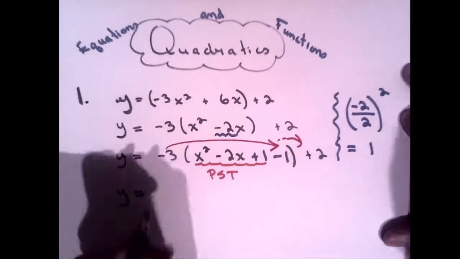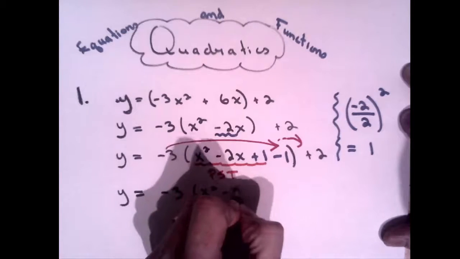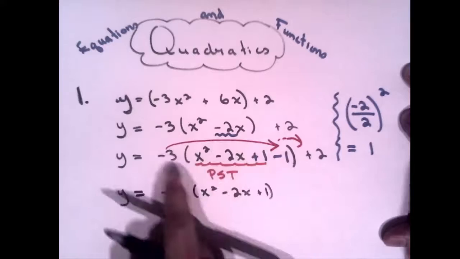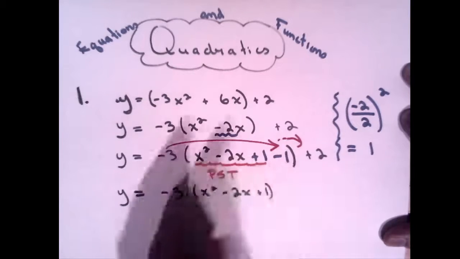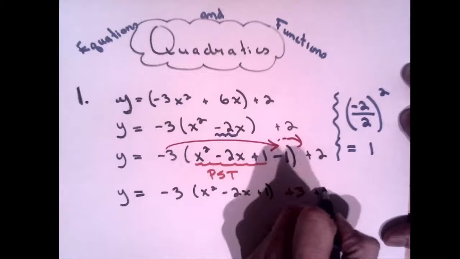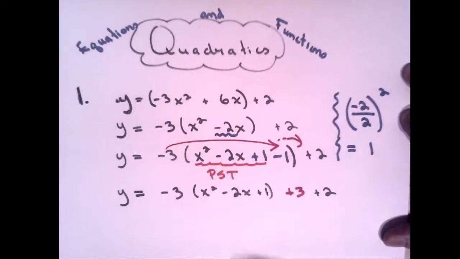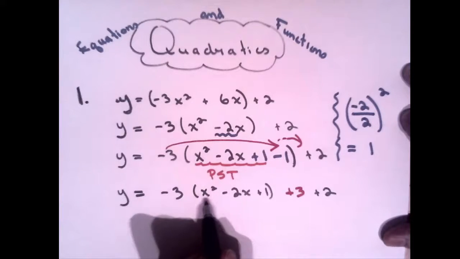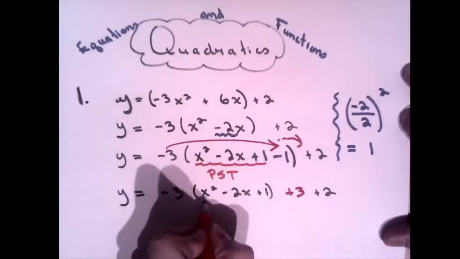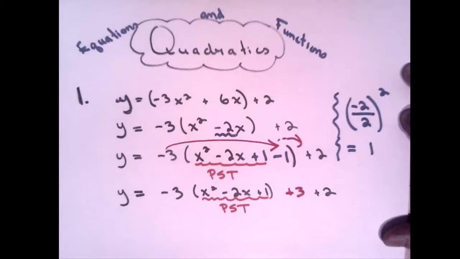So I'm going to actually do this. -3 (x squared minus 2x plus 1). And remember, the -3 times -1 has now come out. It's +3. And there's still the +2 there. And we've removed this term that's not part of the PST out of the brackets. Okay? What's left is to do this. This is still a PST. And you have to use your perfect square trinomial factoring technique to factor that as a PST.